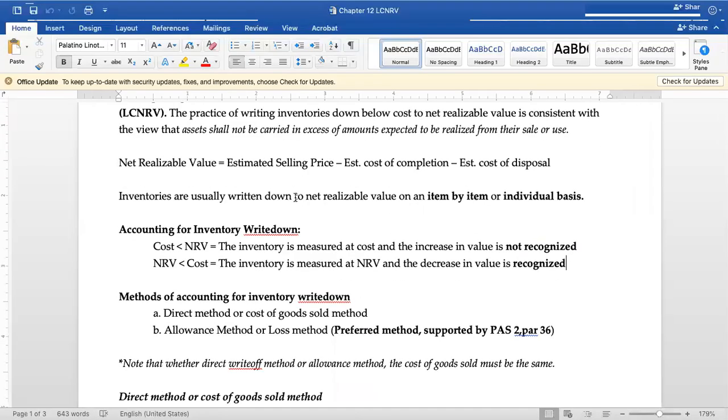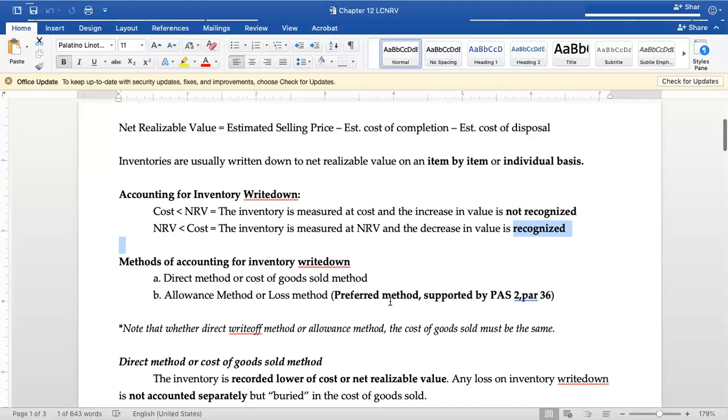Okay, so if this is the case, if the net realizable value is lower than your cost, then naa tay gitawag nga loss on inventory write-down. So, that's why we recognize it. How do we account the inventory write-down? So, we have two methods. You have the direct method or cost of goods sold method, and you have the allowance method or loss method. According to the standard, the preferred method, which is supported by PAS 2, paragraph 36, is the allowance method.